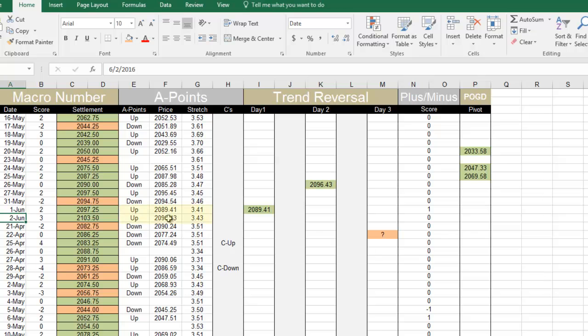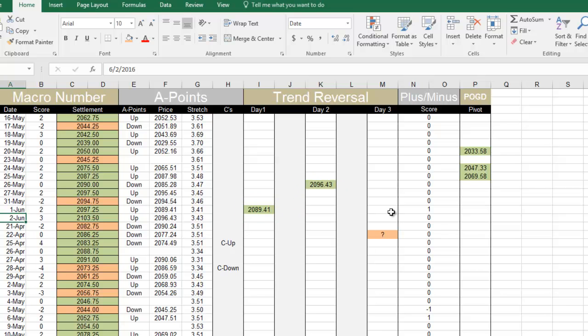So if you look here, we had on June 1st an A up of 2089.41. Then the next day we had an A up of 2096.43. They are depicted here in picture form. Here's the one and here's the other. If you can get the third day to be an A down that's below both of these, below the lowest one, that's a really good signal for a trend reversal. And that's what I was talking about this morning.